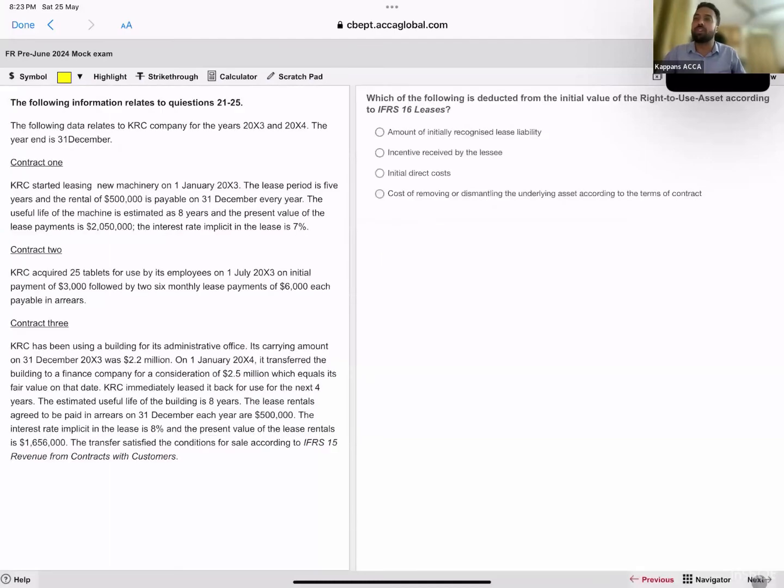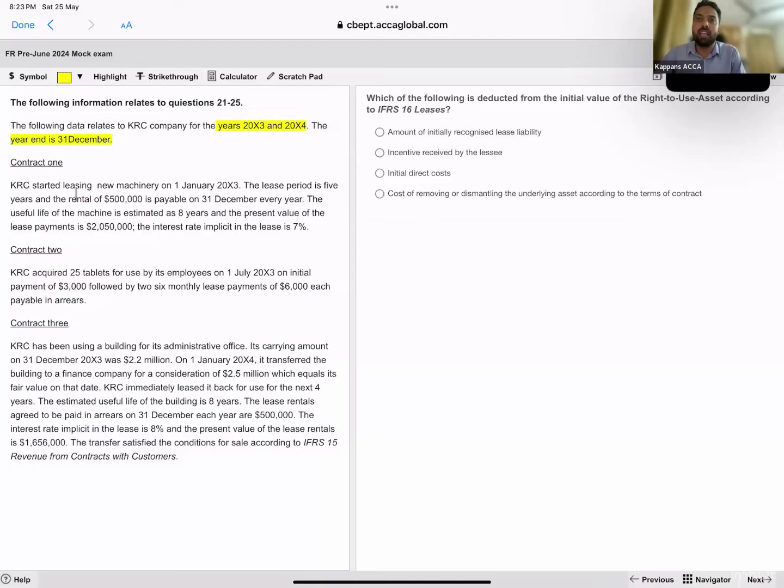The next scenario is about lease. So please read the left-hand side. The following information relates to questions 21 to 25. The following data relates to KRC company for the years 20x3 and x4. So two years of data is given in the question. The year ends 31st December.